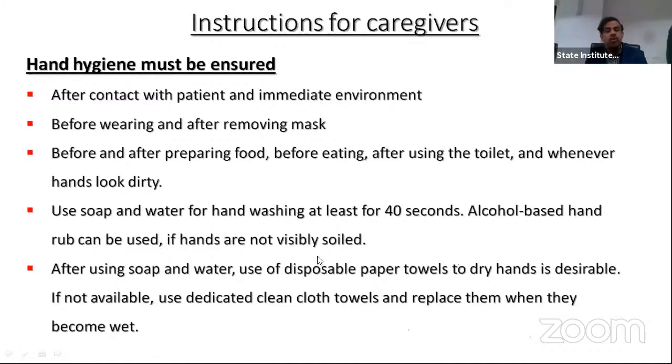After using soap and water, preferably use disposable paper towels to dry hands. If not available, you can use dedicated clean cloth towels and replace them when they become wet.